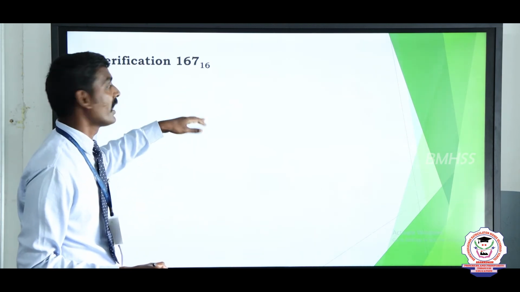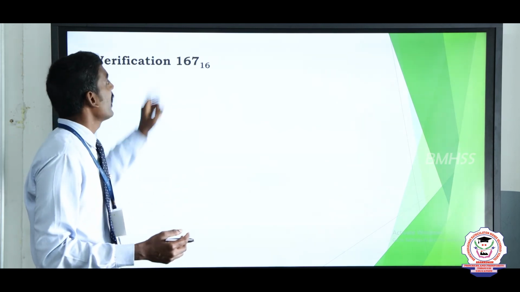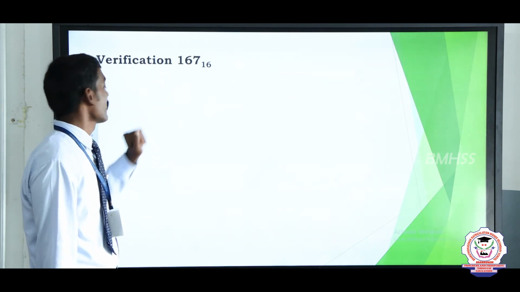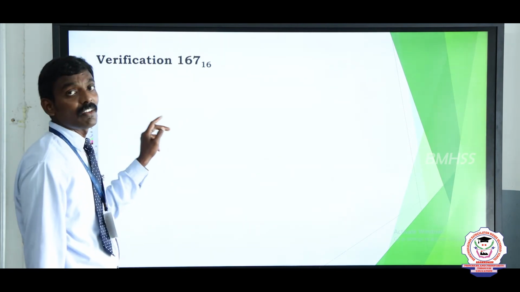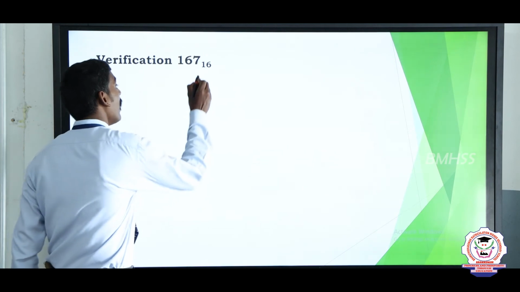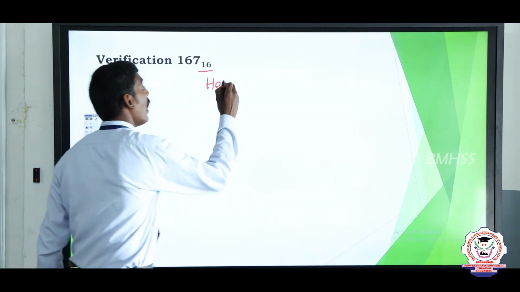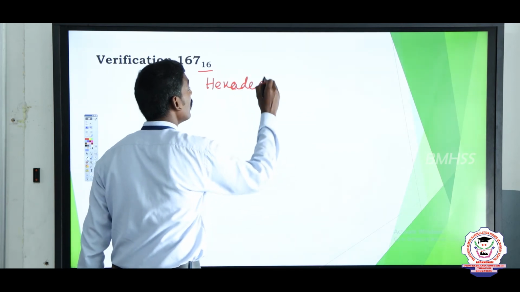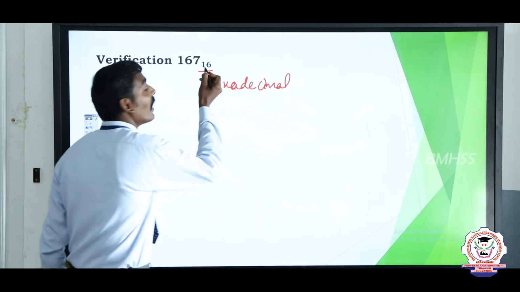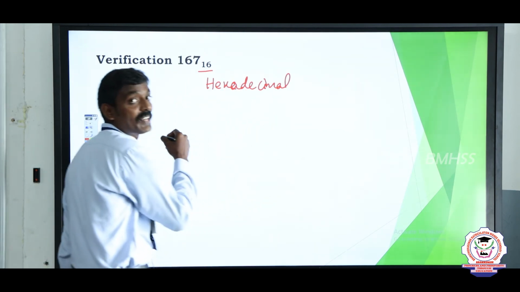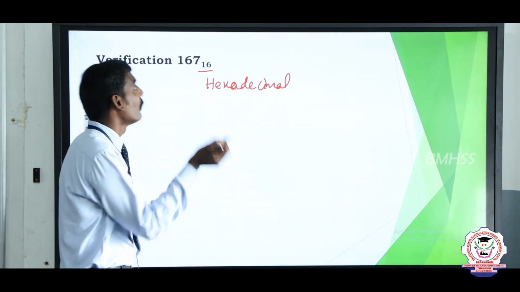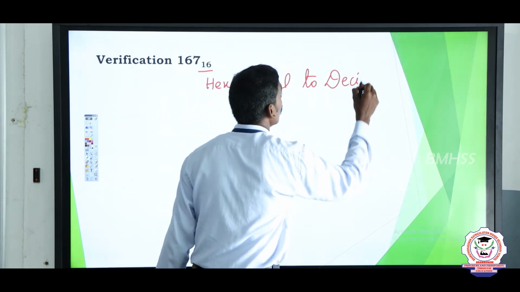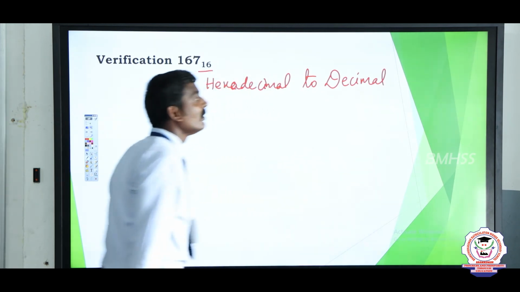Yes. Next, we are going to see that's a verification. That verification is what? Reverse process. What is the given here? 167 base 16. So what type of number? This 167 base 16 is a type of hexadecimal. How we can identify this is a hexadecimal? With the help of the base value. Now we want to convert the hexadecimal number system to what? Decimal. Hexadecimal number system to decimal.